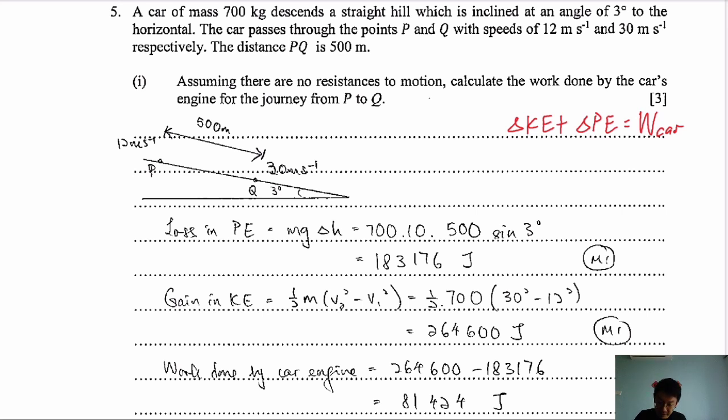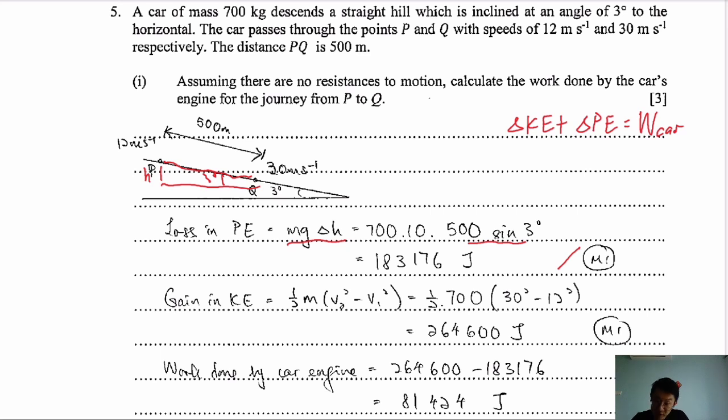For the loss in the PE, we have mgh. We know what is the m, what is the g, but for the h we have to resolve a little bit because we have 500 as the hypotenuse. We need to find out what is the height here. We know that the angle here is 3 degree, so we have to use sine to help us find the height. So the height is given by 500 sine 3 degree. That will be our change in the PE. So the change in the PE is this 183,176 joule.